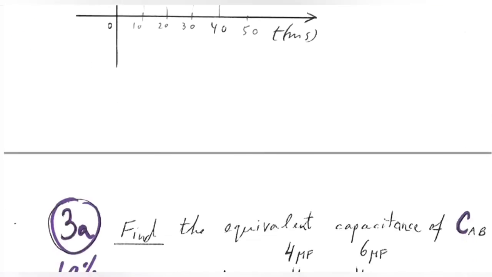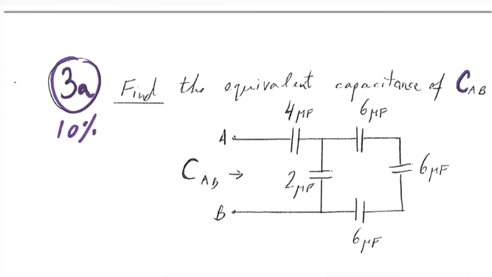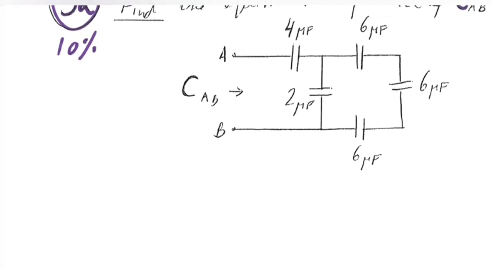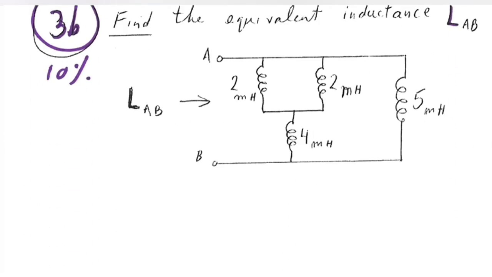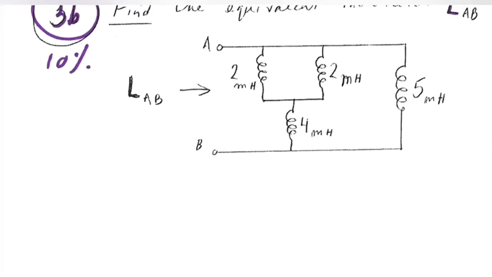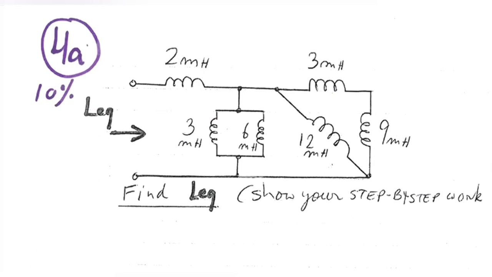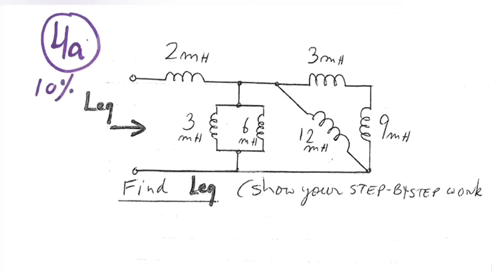This is semi-similar, right? The question was, what is C between point A and B? We know how to do it, right? So we can skip that. And same thing for that, equivalent inductance. Same thing here, what is L equivalent? These two are in series, which are in parallel with the 12, which are in parallel with the 6 and 3 in parallel, and 2 millihenry here. So that's, you know how to do.